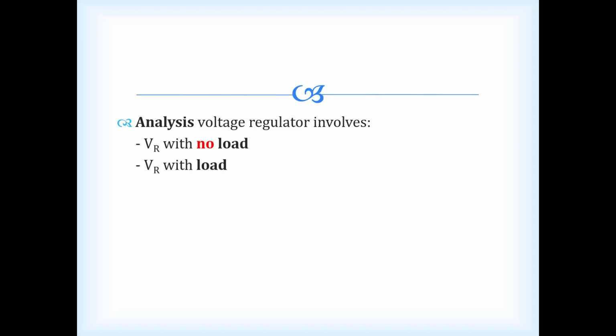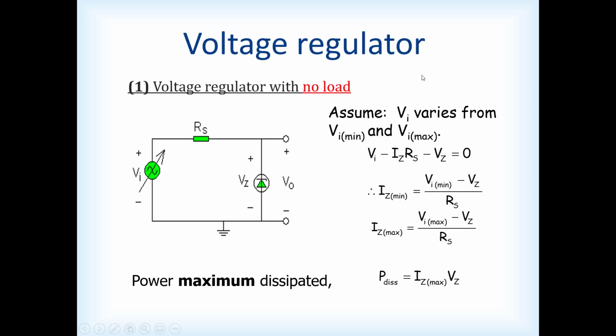Right, analysis. We do two types of analysis: voltage regulator with no load and voltage regulator with load. Okay, voltage regulator with no load. So this is the Vin, and then RS in series, and then Vout, which is VZ. Assume Vin varies from Vi minimum to Vi maximum. We have this equation. We want to determine the maximum power dissipated.